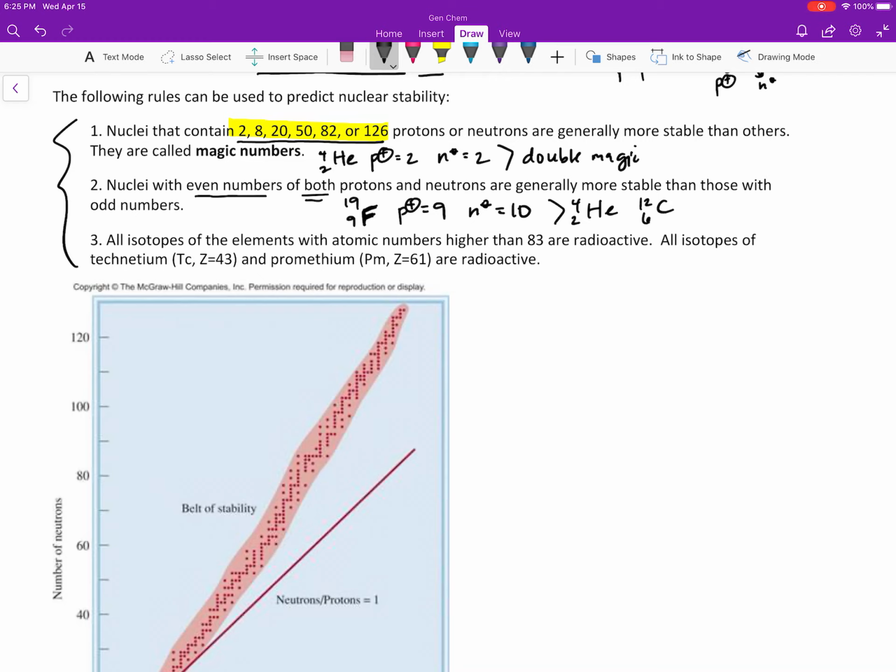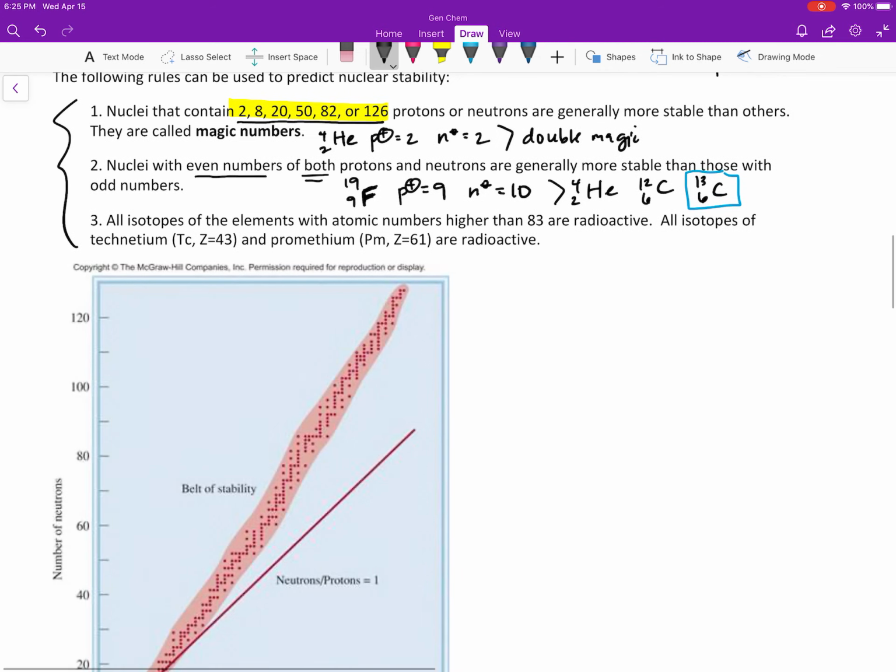Or carbon 12. Carbon 12 has 6 protons, 6 neutrons. When we look at carbon 13, on the other hand, carbon 13 has 7 neutrons, which means it's less stable than carbon-12, which is part of what makes carbon-13 a great isotope to monitor for half-life, because it is unstable and it is going to decay into something more stable.